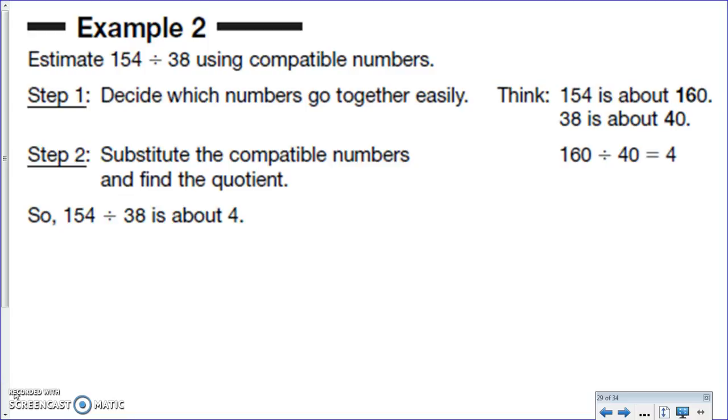Sometimes the numbers are going to round up there, and it will work out just fine. 38 rounds to 40 very nicely. 154 does not actually round to 160. However, we're trying to find numbers that we can divide in using our brain and not have to write down. So we know 16 divided by 4, so we can do 160 divided by 40. So compatible numbers are a little tricky because you have to find the closest division fact that matches the problem. And we'll practice that, and it'll become easier with more practice.